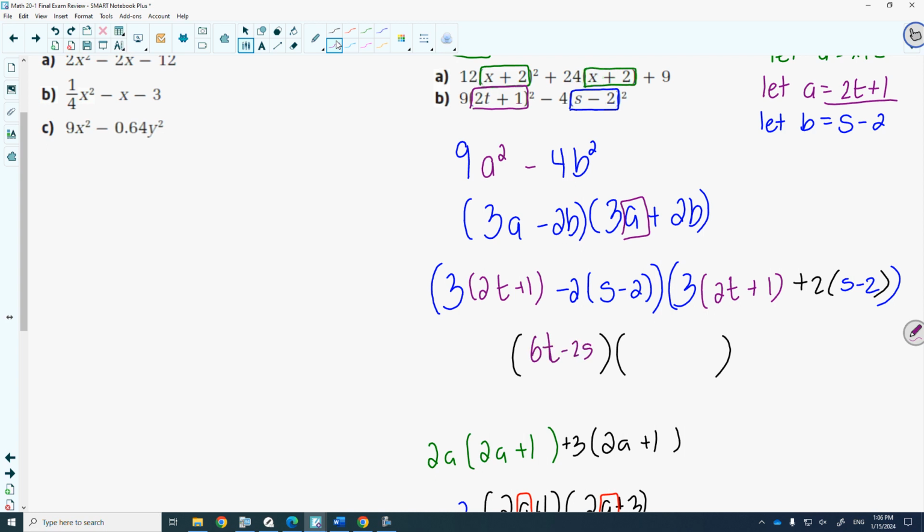6t minus 2s. Okay, so I got that one. 6t minus 2s plus 7. Angelo? Yeah, these are the two I got. 6t plus 2s minus 1. You'll show her yours, Izzy. Okay.